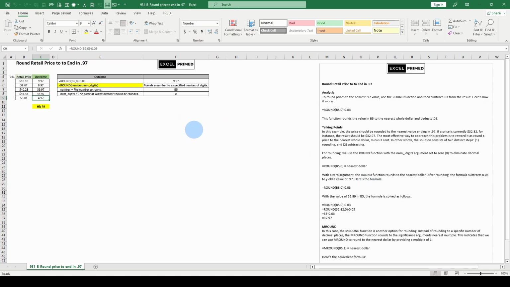That's it. We're going to look at a number of other examples, but that's just a quick explanation of how to manipulate numbers with the round and a simple subtraction.